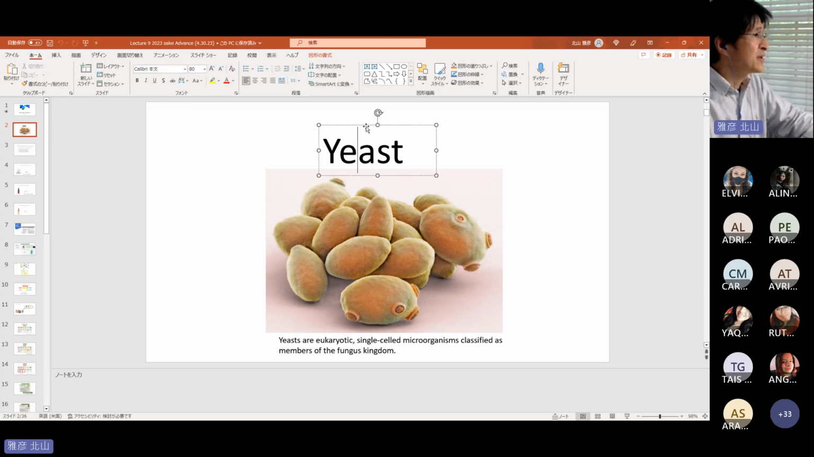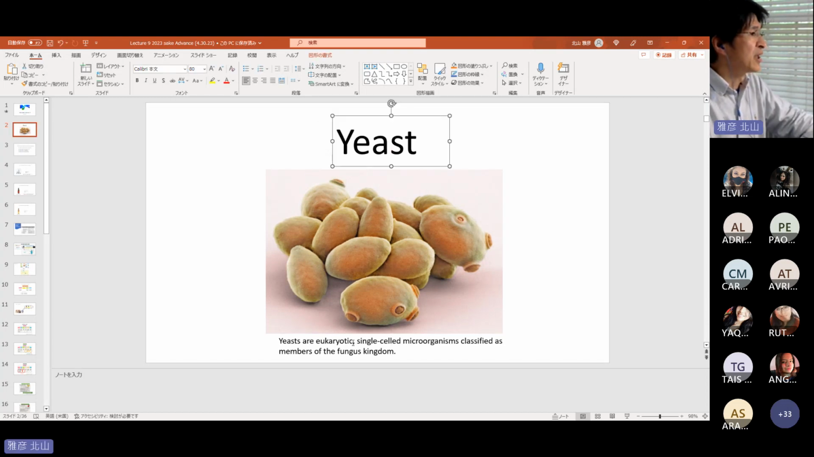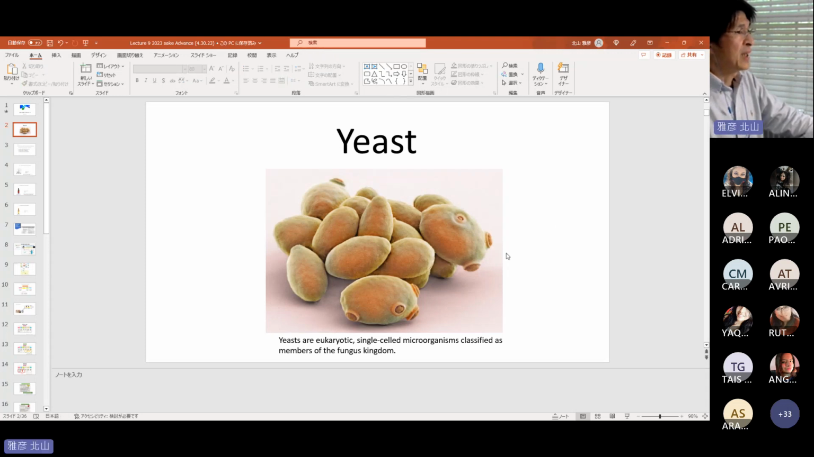So you already know yeast is a eukaryotic organism. So it has a nucleus within a cell. But this is a single-cell microorganism and classified as a member of the fungus kingdom. So this is a kind of fungi made by a single cell. This shows the location of budding. They try to divide a single cell to make more cells.